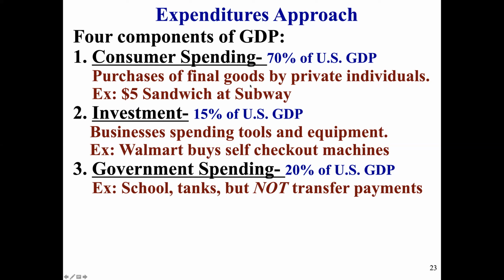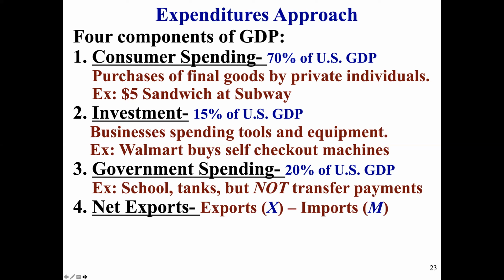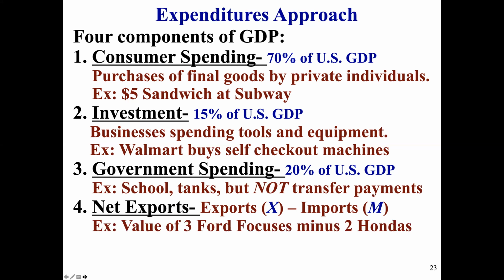Okay. Now, some of you may be looking at this and say, wait a second, something's wrong here. That adds up to more than 100%. And that's because in the US, it does because of net exports. So the fourth category of the expenditures approach to GDP are net exports, which is exports minus imports. So what if the US exports, say, for example, 3 Ford Focuses and we import 2 Hondas from Japan, you would take the dollar value of those exports and subtract the imports to get net exports, which is a negative number in the US because we import more than we export.